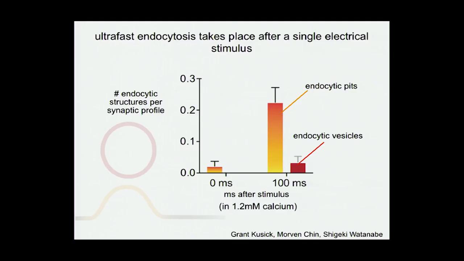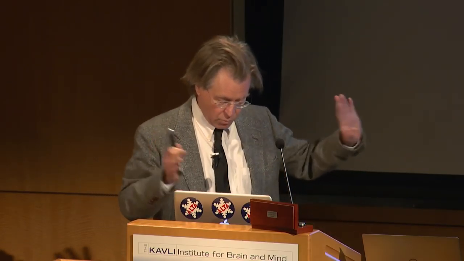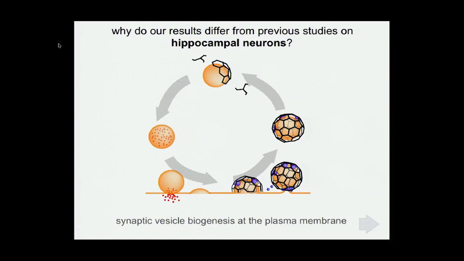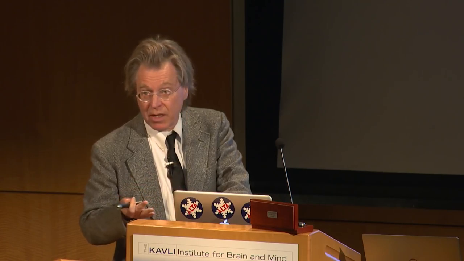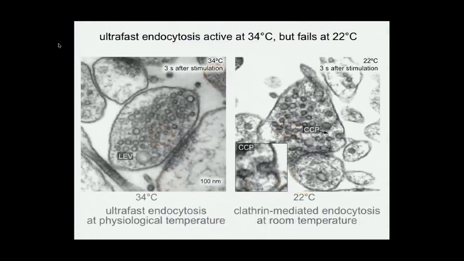So it looks like ultrafast endocytosis takes place along with clathrin-mediated endocytosis, but we see these very fast responses that disagree with what people have been seeing in hippocampal neurons. So the issue is, why do our results differ from those who have been imaging hippocampal neurons in the past? And I think we know the answer now, and the answer is temperature.